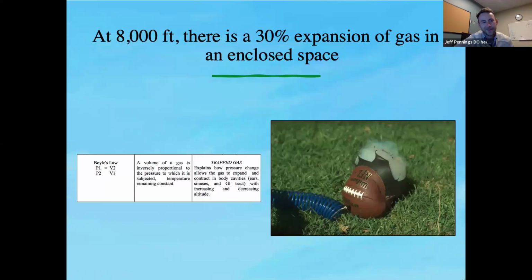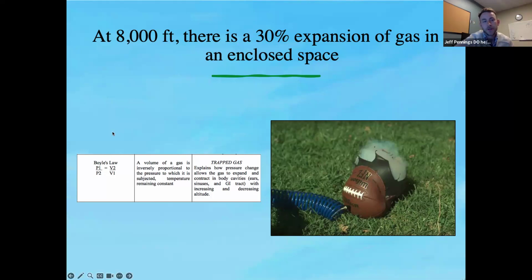Another physical law here is Boyle's law, which is the relationship between pressure and volume. So at 8,000 feet, there was a 30% expansion of gas in an enclosed space. And my brother learned this the hard way on a family trip way back when. We wanted to bring a football, and he had it filled up for the trip. And by the time we landed, it looked more like this. So as pressure decreases, because of that reduced restriction on that kinetic energy, volume increases.